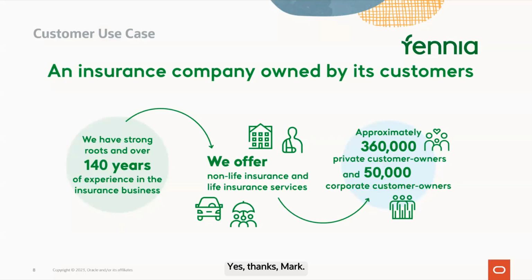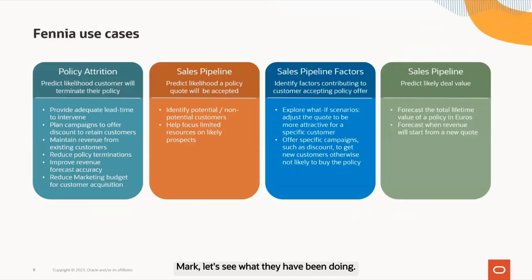Heli? Yes, thanks, Mark. Well, Finnia is an insurance company in Finland, and they have been there for 140 years. Such an old company and always looking for new solutions and improving their business, and I really admire that attitude. They offer two kinds of insurance, non-life insurance and life insurance. All their customers are also their owners. So they have 360,000 individual private customer owners and 50,000 corporate customer owners. So quite an interesting place to work with. Mark, let's see what they have been doing.